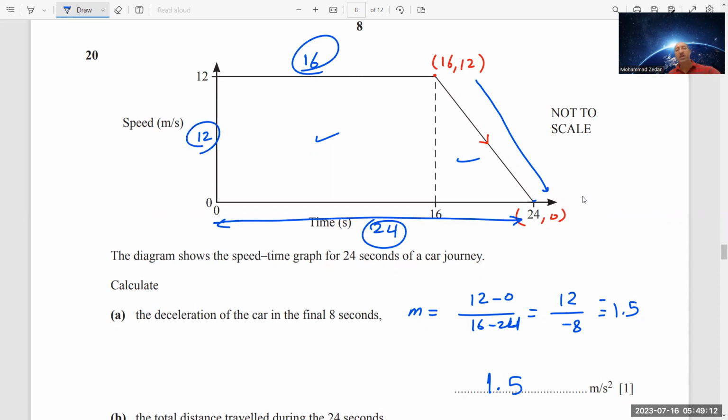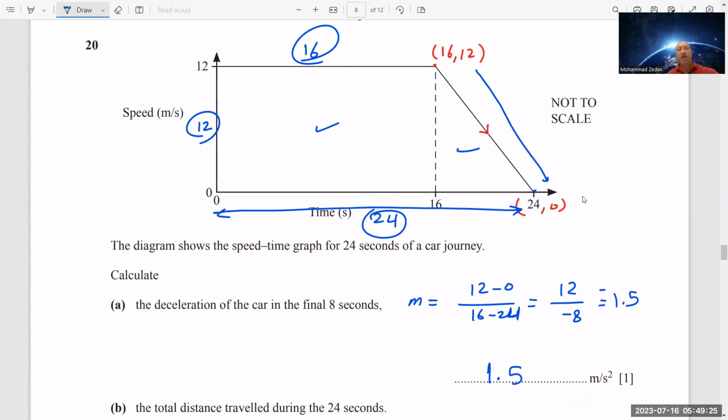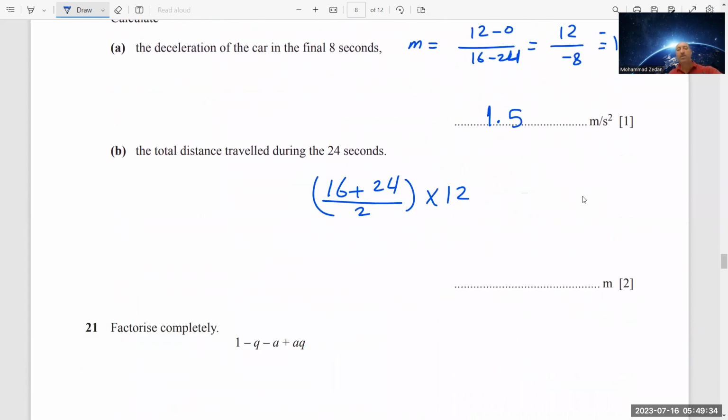So as you see, the area of the trapezium is a plus b over 2 times height. So 16 plus 24 over 2, this is the average base, multiplied by the height, which is 12. Again, 16 plus 24 over 2 multiplied by the perpendicular height between them. Solve this one, you will get the area, which is the distance covered. You will get 240 meters.